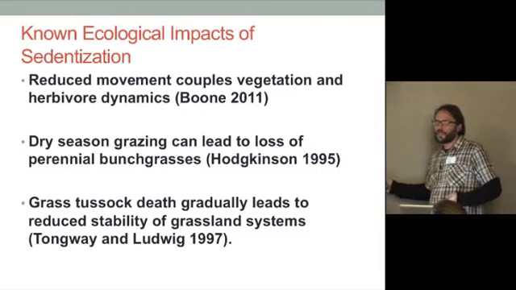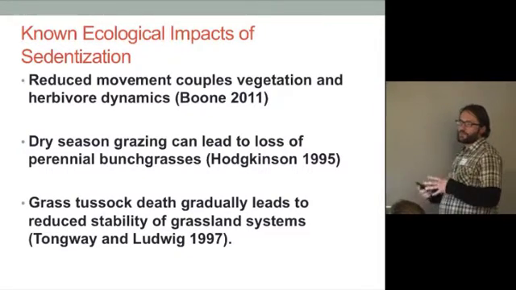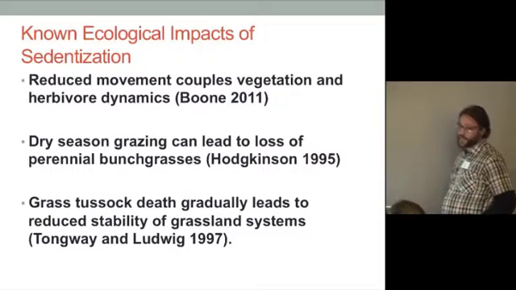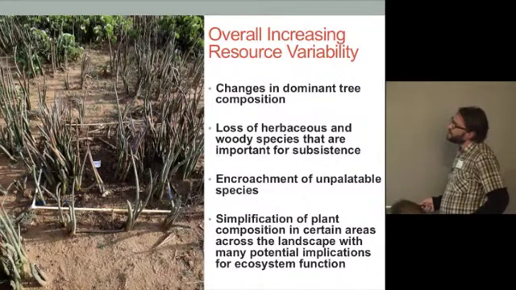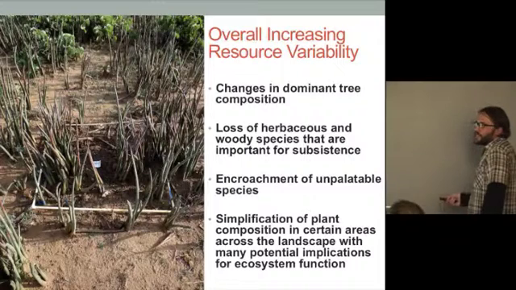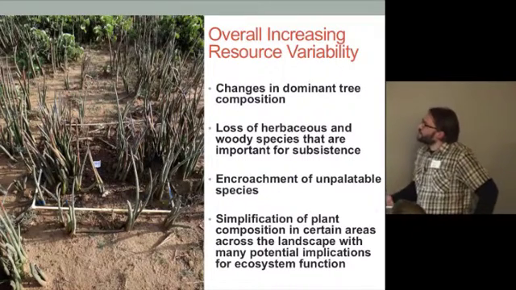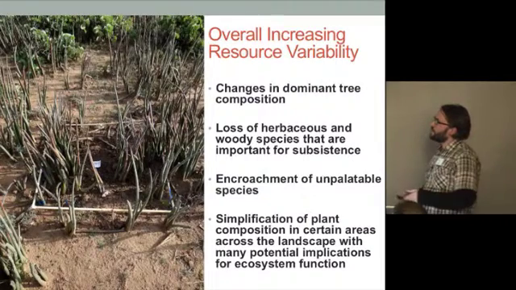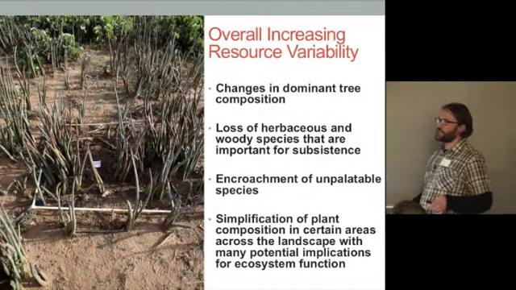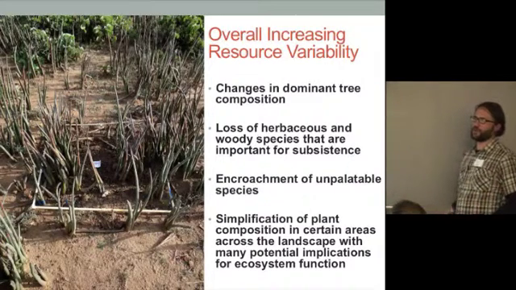So the mechanism that I'm considering as primary is this reduced movement leading to degradation of bunch grasses, tussocks of bunch grasses dying off, leading to overall reduction of the ecosystem function, or change in the ecosystem function. And so this coincides with work that my advisor, Lizzie King, has done on encroachment of succulents in the area, and also the structural patterns of rangelands, so the ecological function. But the work that I'm doing is looking at these changes in dominant tree composition, as well as the loss of herbaceous and woody species that are being replaced by unpalatable species. And so an overall simplification of the plant community with implications for ecosystem function.